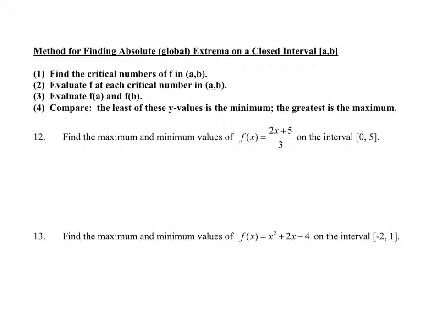Then you evaluate each critical value. Then you evaluate your endpoints. And then you start comparing. All right. Now, in the case of 12, you probably wouldn't have to do much work because that's a linear function. So you can jump.